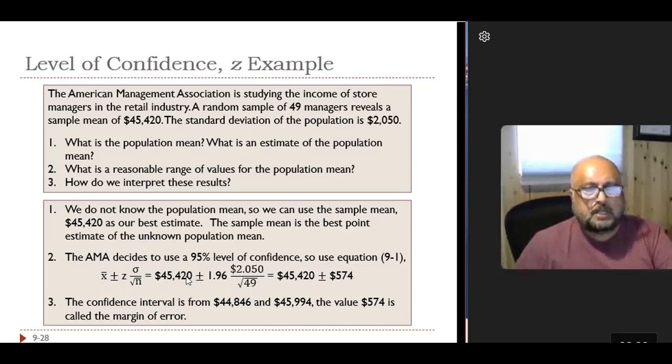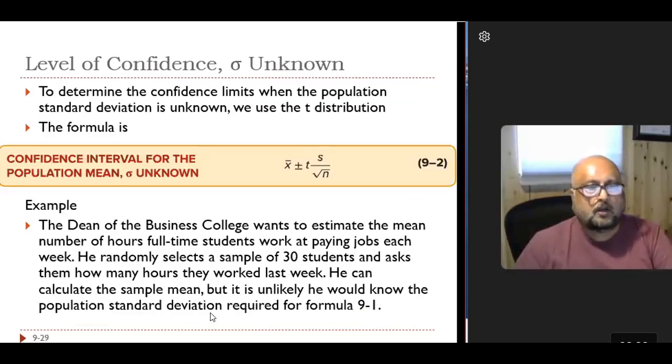So the sample mean is given to us, and we know the z value is 1.96, and we fill in the values here, we get this answer. So that means mean plus or minus 574. The interval is like, on one side you add 574 to the mean, and on the other side you subtract it. So the confidence interval is between this value and this value, and the number 574 is called the margin of error, right? That's how we use it.